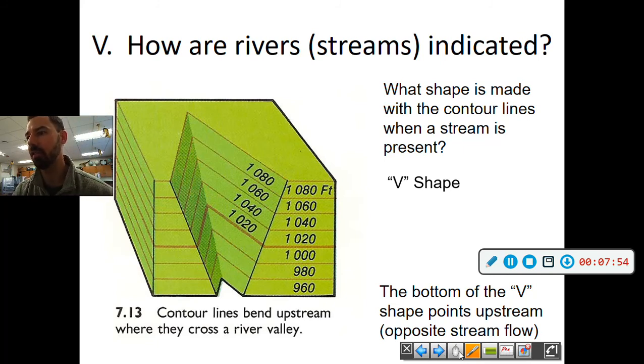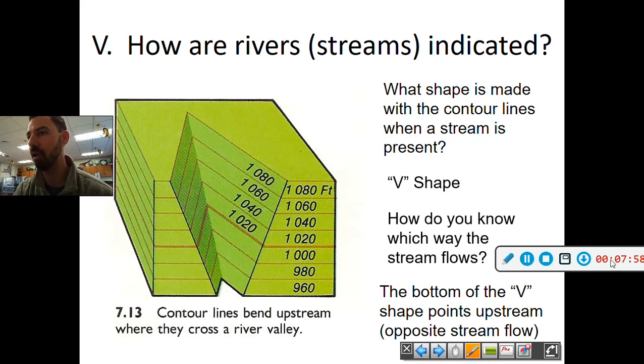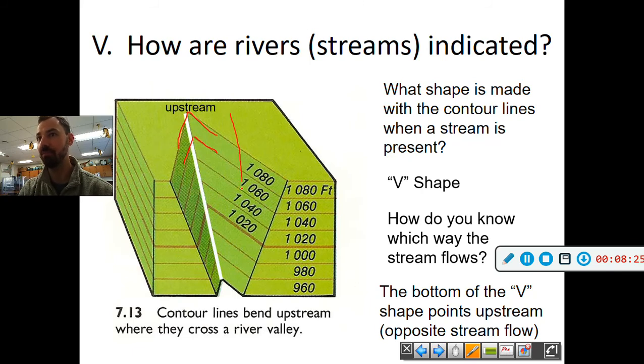So how do you know which way the stream flows? In this example, look at the bottom part of the V shape, the way it points. It points upstream, or opposite the stream flow. So here's your V shape, and I'll show a couple of contour lines. The V shape is pointing that way, so that's upstream, and the river is going to flow this way, which ends up being high to low elevation. Looking at the contour lines alone, we can make this determination. Sometimes on a map you have to do the compass direction, so I'll go over an example of that in a moment.